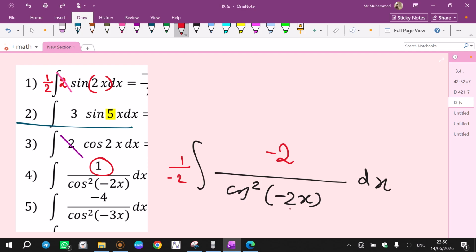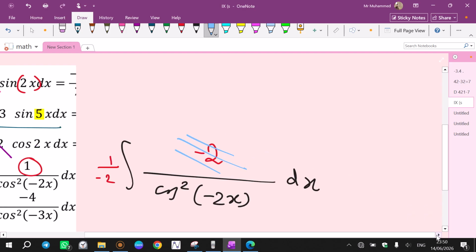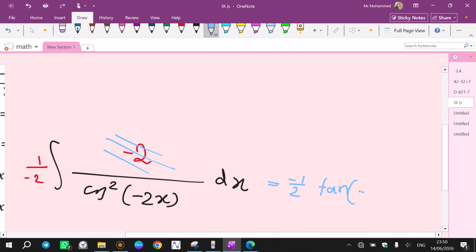Now, since the derivative of inside is available outside, the derivative part gets cancelled, and 1 over cosine squared will be tan, equal to negative 1 over 2 stays. That is tan, angle never changes, negative 2x, and there's always plus c.